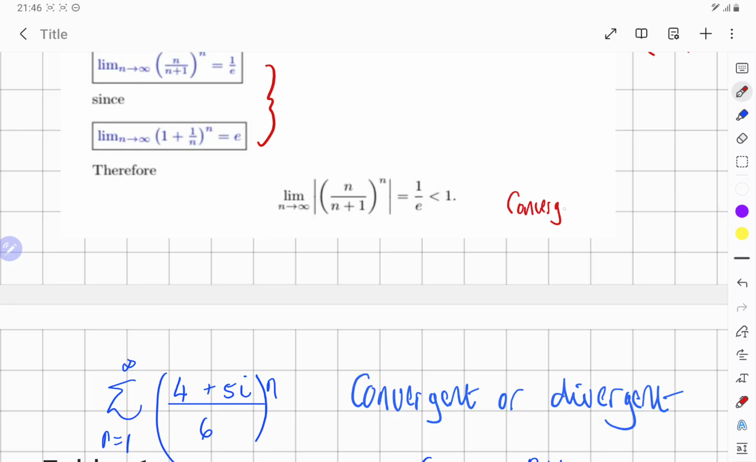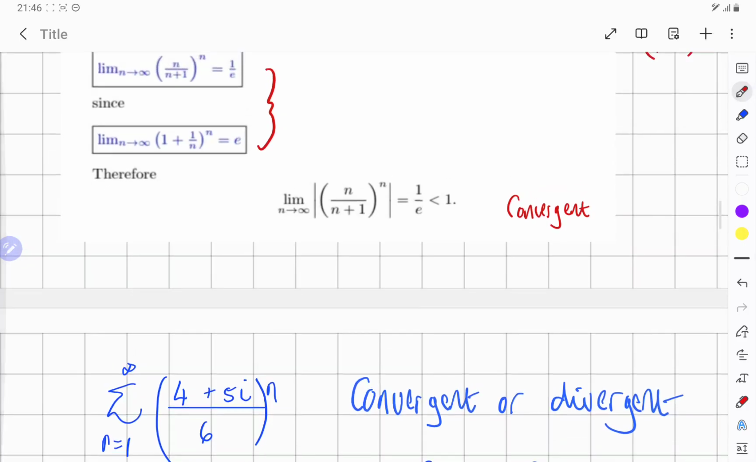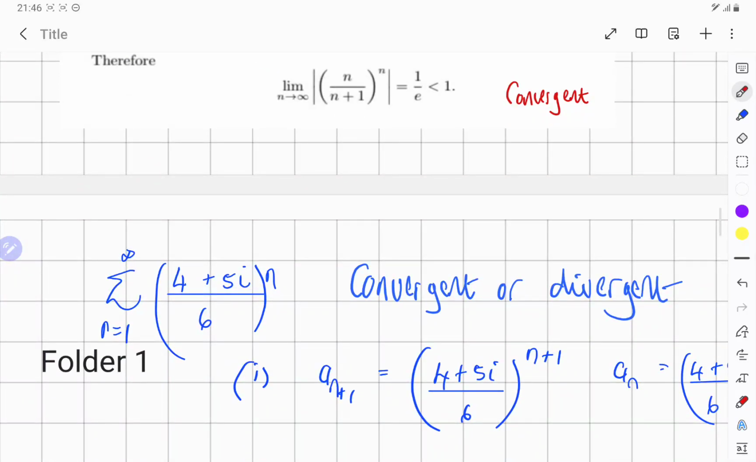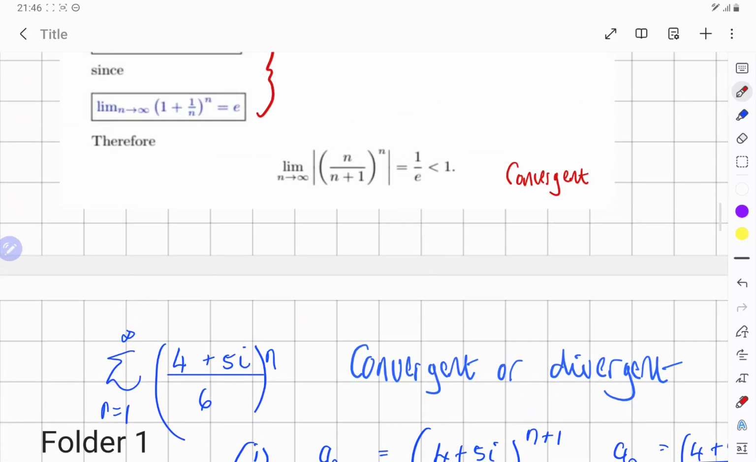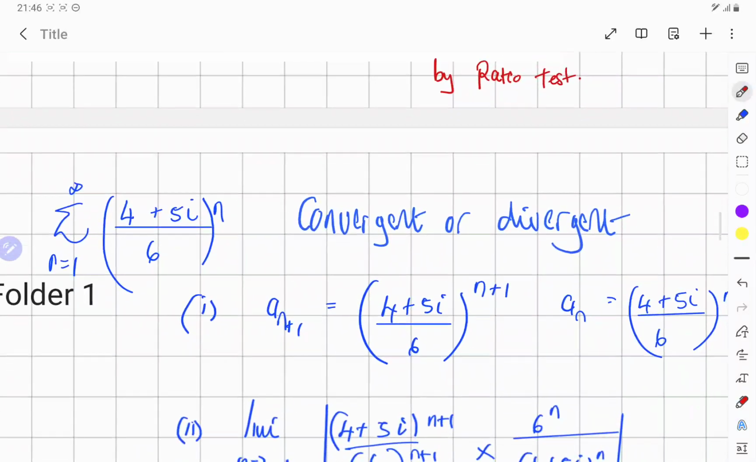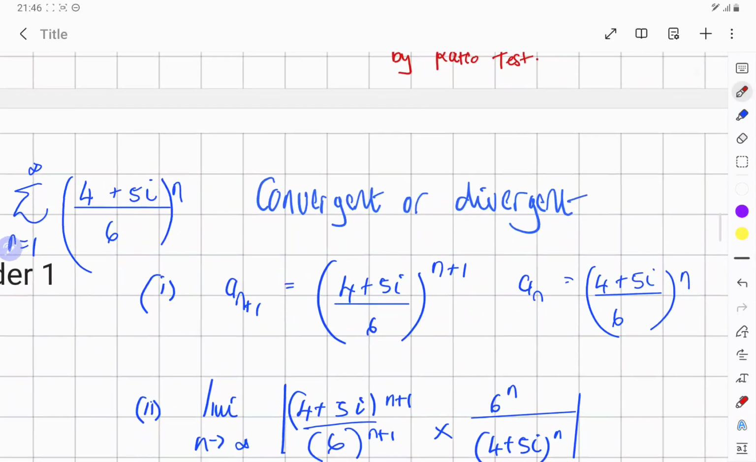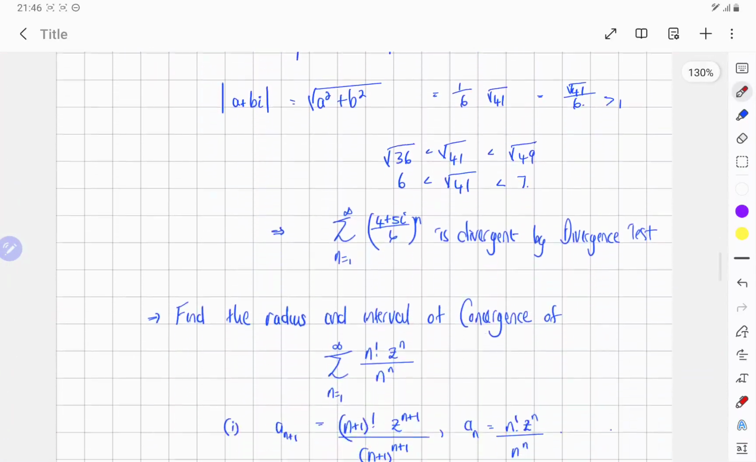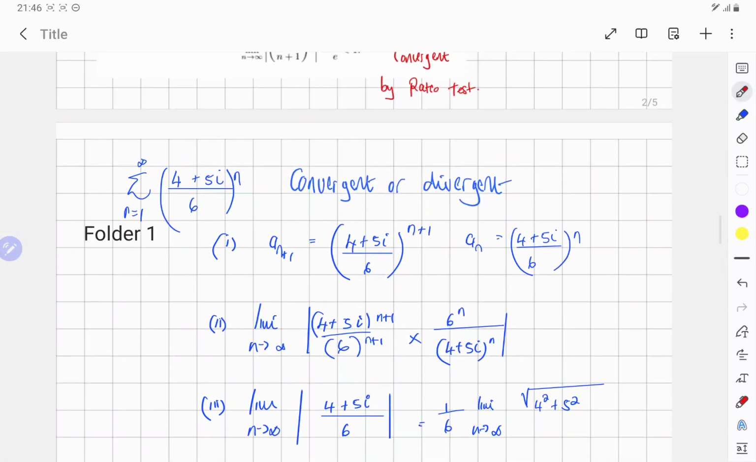So please, it's very important that you do end off with that sentence. And it's also important that you mention that you have done it by the ratio test. Very important. Let's do the next question. We are going to check whether or not this series is convergent or divergent. Now, what did I say earlier?